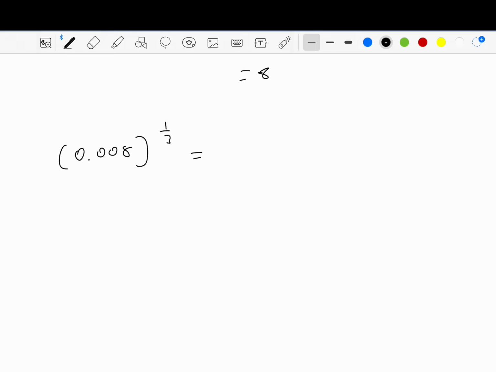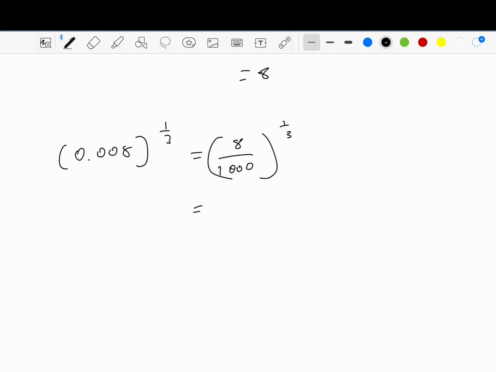0.008 can be written as 8 over 1000. If you don't know how to convert this, you can simply take your calculator, punch in 0.008, and then change it into a fraction, and you're going to see it's 8 over 1000. Great, now you've got 8 over 1000, with the power of 1 over 3.